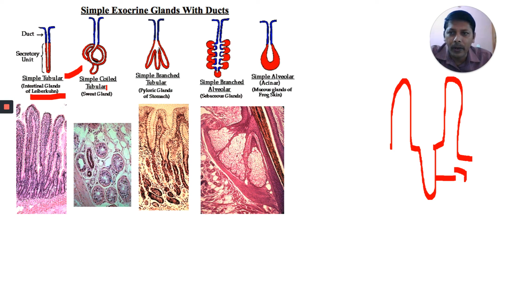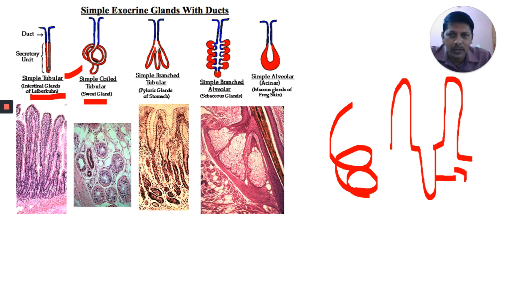Next one, simple coiled tubular gland, example sweat gland. Our sweat gland is a simple coil. Simple branched tubular: here there are some branches. Simple tubular, simple coiled, simple branched tubular. Here, without branches, simple. This is branched tubular, the pyloric glands of the stomach. In the stomach there are cardiac glands, pyloric glands, and fundic glands. The pyloric glands are the example for this one.